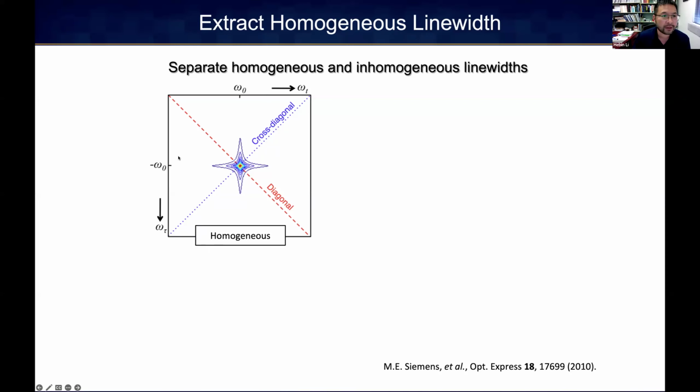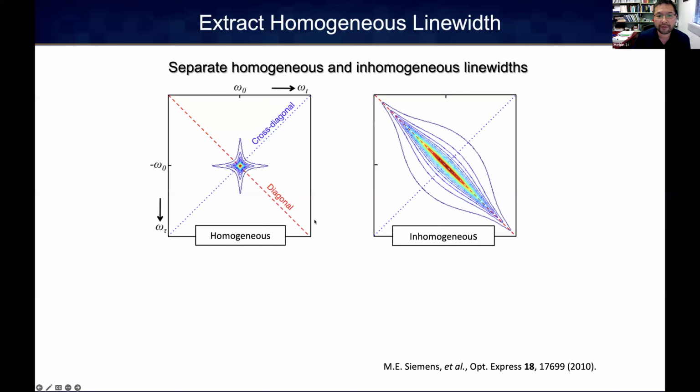So the idea is that if you have a homogeneous system in 2D spectrum, the signal is symmetric in both directions, in the diagonal and the cross-diagonal direction. Therefore, the line width in this case corresponds to the homogeneous line width. Now, if the system is inhomogeneously broadened, then the 2D spectrum is elongated in one direction, but not the other direction.